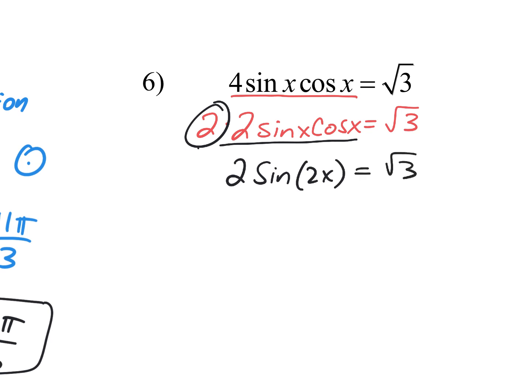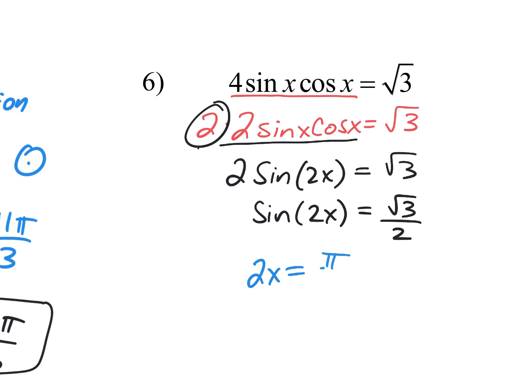Now this problem has become pretty similar to our previous problem. We divide both sides by 2. So sine of 2x is root 3 over 2. Some people don't love u substitution, so let me just show you what it would look like if we didn't use u substitution. We would say that 2x equals, well, I'm thinking about sine values where the result is root 3 over 2. That's the top half of my unit circle. That's going to happen at pi over 3 and 2 pi over 3.